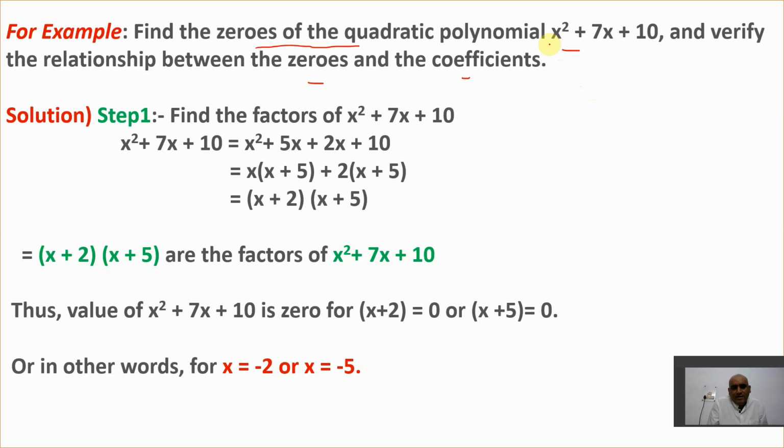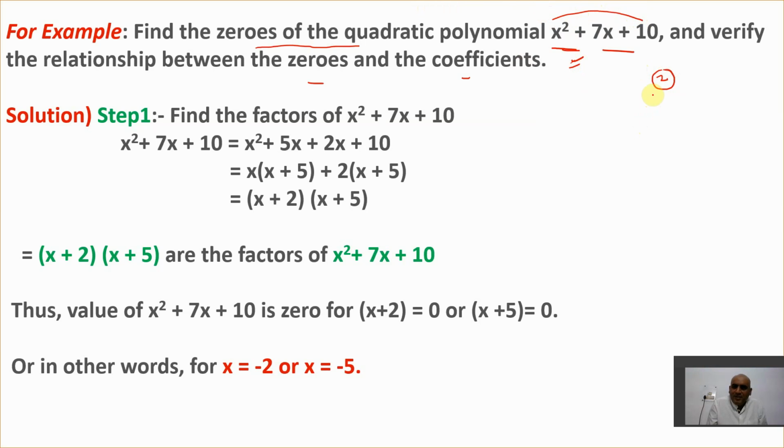Let's say you have this equation: x square plus 7x plus 10. We need to find the number of zeros. Zeros means there must be a value of x for which this equation will become 0. That is for sure. Now this is a quadratic equation, so there must be two zeros. Why? Because the highest degree is 2 here. So when the degree is 2, zeros will be 2.